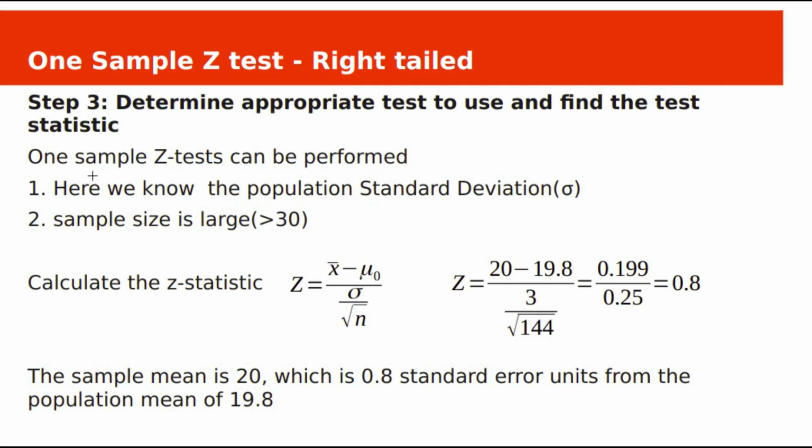Here also we can use the one sample z test because we know the population standard deviation, which is 3, and the sample size is greater than 30. Here it is 144. So you can calculate the z statistic by using this formula. Here the sample mean x bar is 20 and mu naught is 19.8. 20 minus 19.8 is 0.2, and the standard error, 3 by square root of 144, is 0.25. The z statistic is 0.8. This sample mean 20 is 0.8 standard deviations from this population mean 19.8.